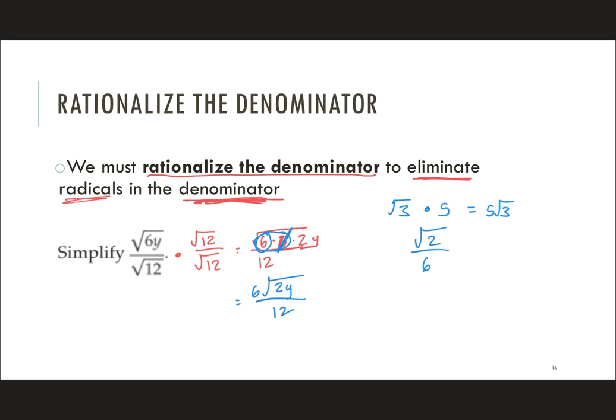Back to our problem. I can't touch 2y, it's in the radicand, or it's under the radical. I do have 6 though, and I have 12. Those numbers I can simplify. All right, so 6 divided by 12, this is going to be a 1. This is going to be a 2 down here. My final answer is the square root of 2y over 2.